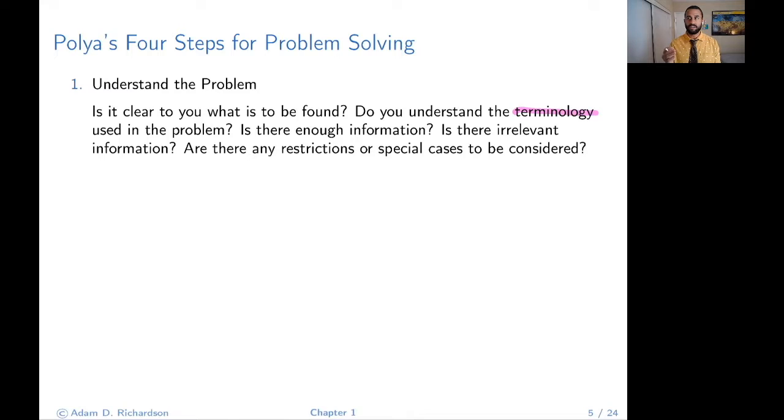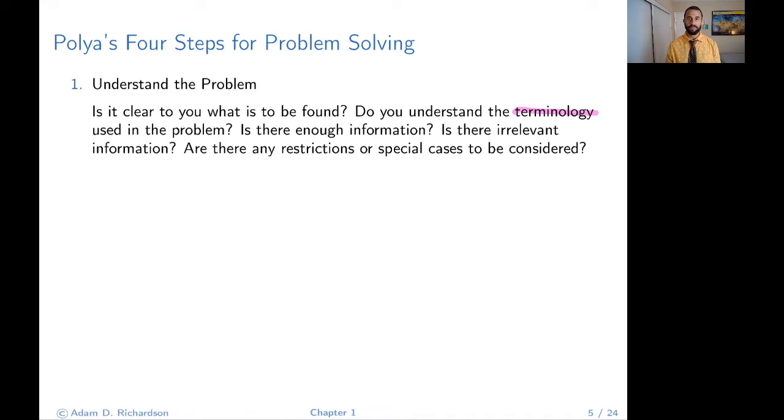And this is a good red flag. If you're trying to do a story problem and there's a word that you don't understand, you need to look up the definition of that word or make sense of what that word means, because if you don't, you're not going to have a deep understanding of what the problem is trying to ask. You're going to be halfway lost from the get-go. Is there enough information? Is there irrelevant information? Are there any restrictions or special cases to be considered?